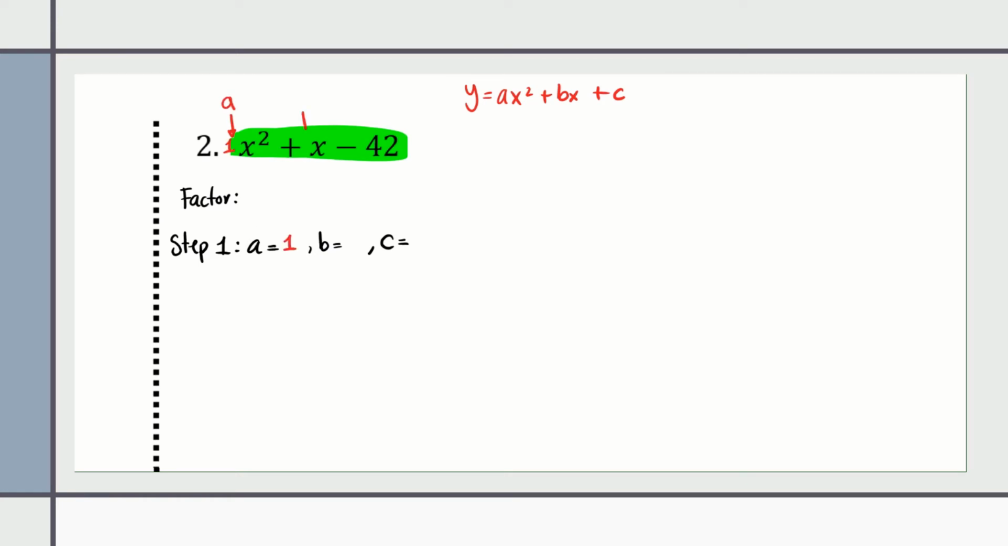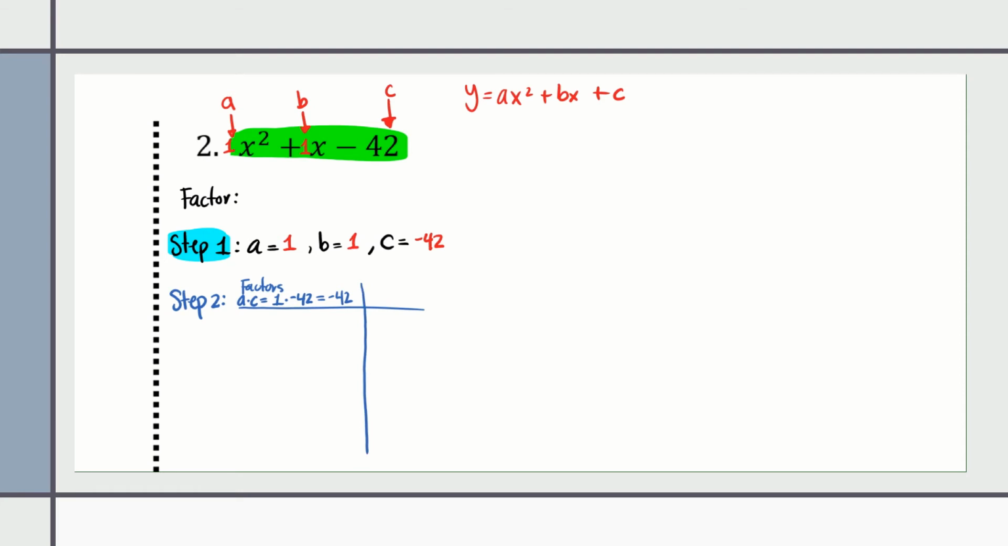There's no A there, so that means that A is 1. Similarly, there's no number in front of the x, so B is 1. And your C is your constant, the last term, which is negative 42. So that's our first step, just identifying each of those values, which we are going to be using in the later steps. Step 2 says that we want to find the factors of A times C. In this case, A times C will be 1 times negative 42, which is negative 42, right?